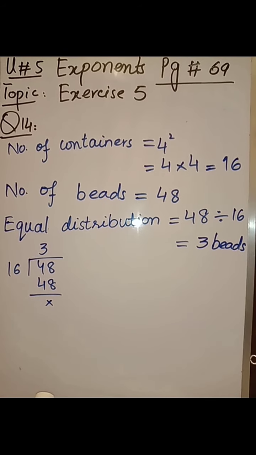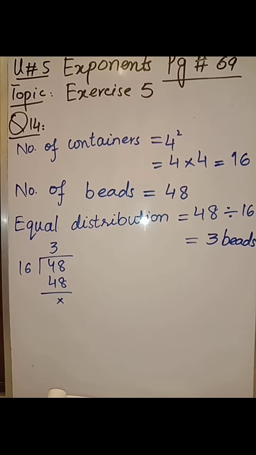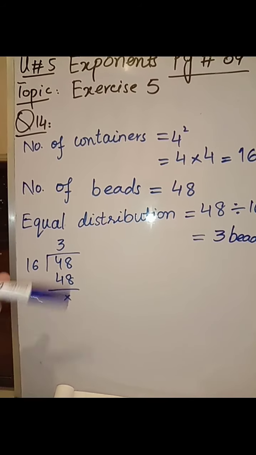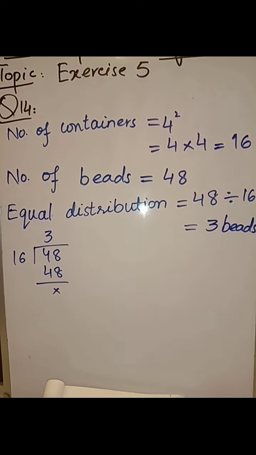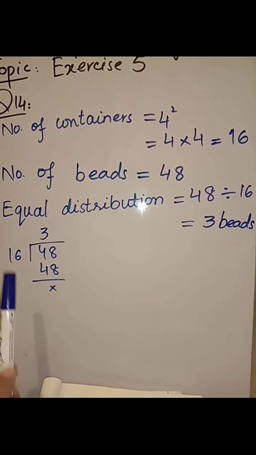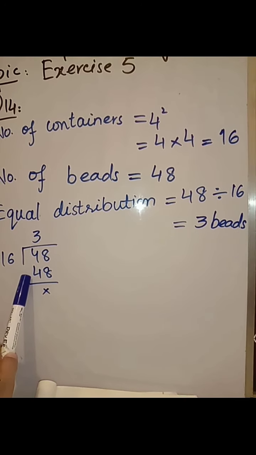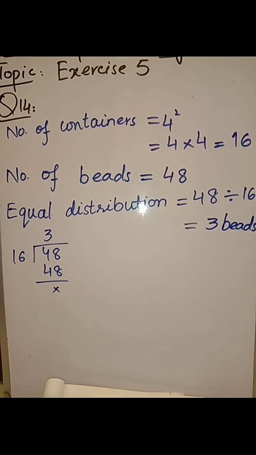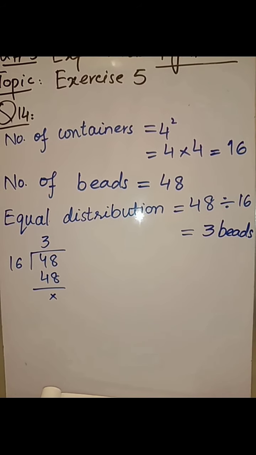When they are equally distributed among containers, then divide the number of beads by the containers. So 48 divided by 16, we got 16 threes are 48. So we will say that there are 3 beads that are equally distributed in all containers.